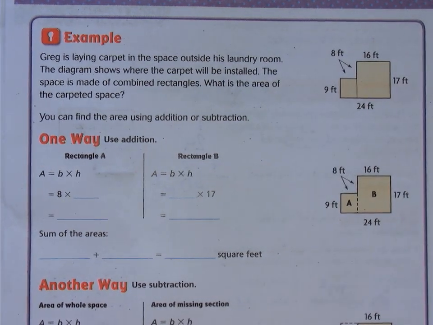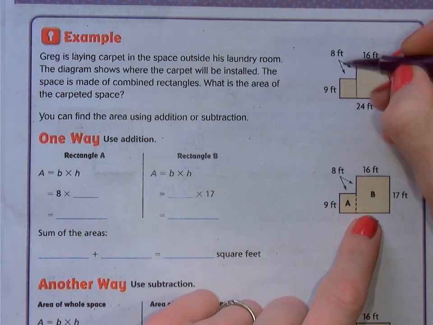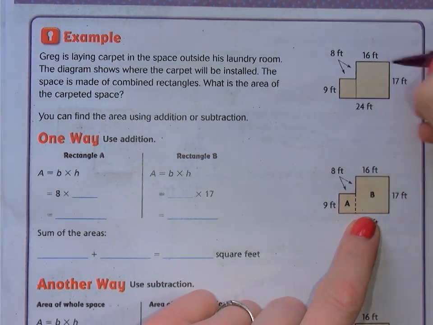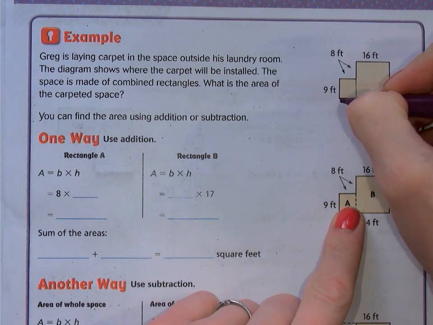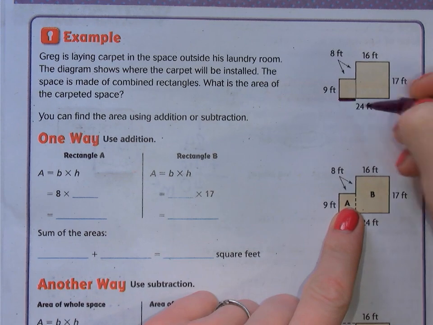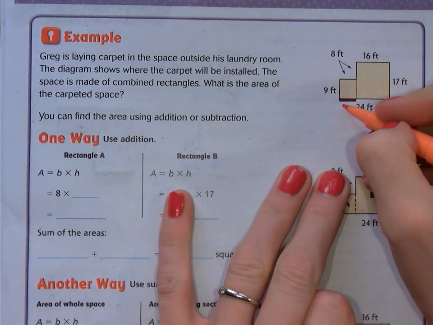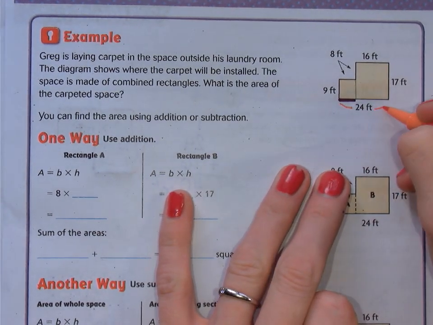Now let's look at the little rectangle right here. What is my base of this little rectangle? My base would be this number right here. What is that base? There's no number right here. There's a 24. But be careful. That 24 goes from here to here.